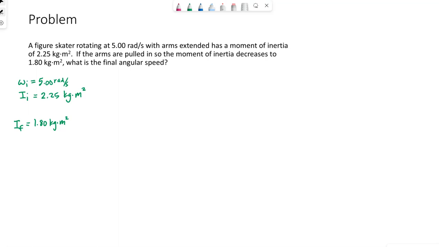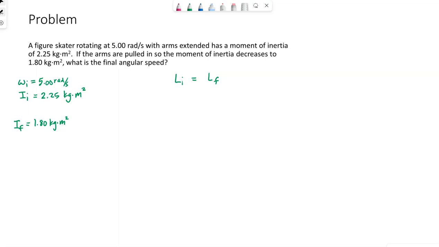Now, because there is nothing external to the system, there's no net torque causing the angular speed to change, we can say that the initial angular momentum of the ice skater needs to equal the final angular momentum of the ice skater. There's no net torque. There's nothing external to the ice skater that is causing them to change their speed.